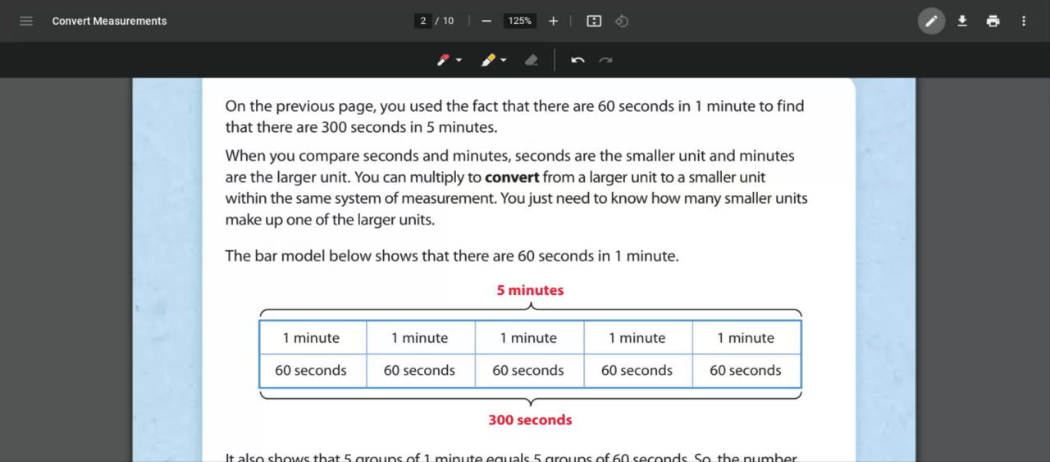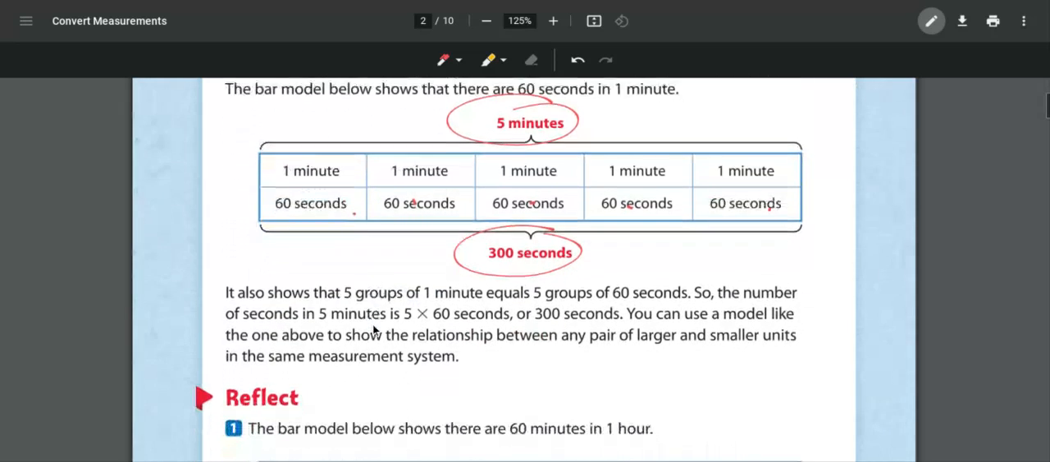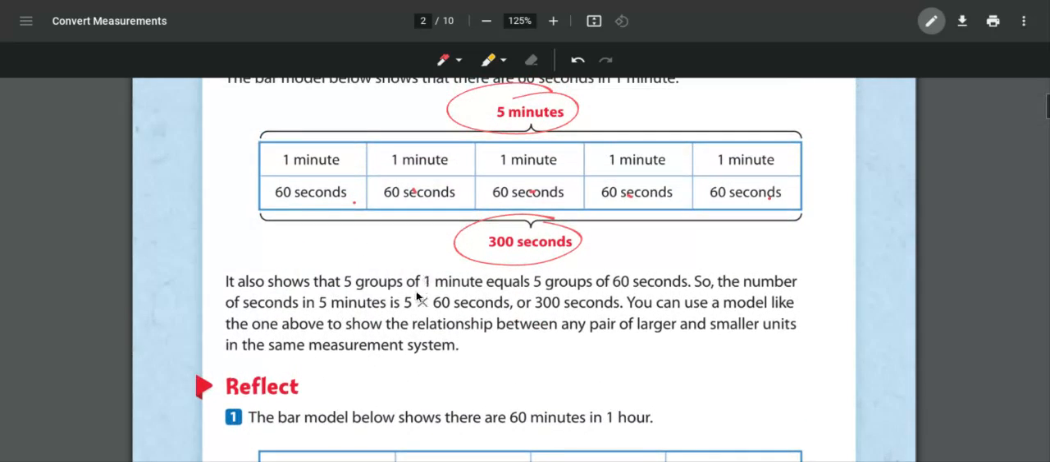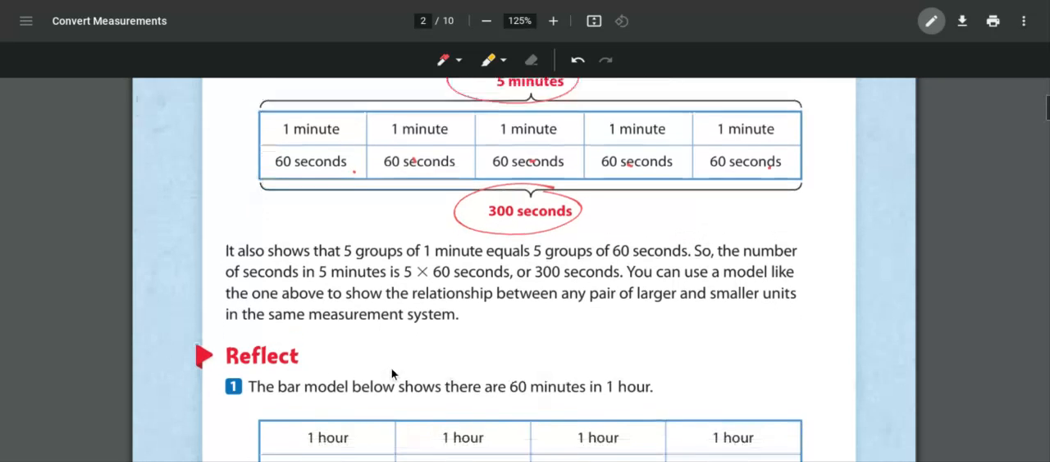The bar model below shows there are 60 seconds in 1 minute, right? And you have 1, 2, 3, 4, 5 of them. So it's 5 minutes and 300 seconds. It also shows that 5 groups of 1 minute equals 5 groups of 60 seconds. So the number of seconds in 5 minutes is 5 times 60 seconds, or 300 seconds. You can use a model like the one above to show the relationship between any pair of larger and smaller units in the same measurement system.